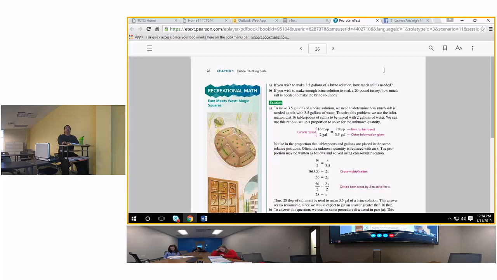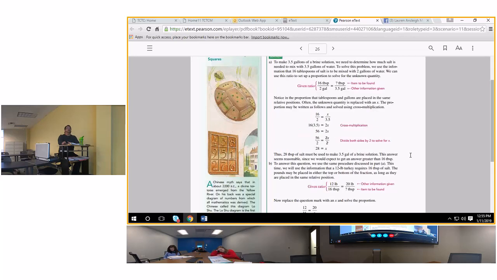Well, 16 tablespoons of salt per 2 gallons, and you change it to a direct proportion, X over 3.5. Now remember, when you're working on unit conversions, you have to keep the gallons on the bottom, whatever you start off with. If you put the tablespoons on the bottom, what do you have to put over here? Tablespoons on the bottom. They have to be the same. So 16 tablespoons to 2 gallons of water equals X tablespoons of salt to 3.5 gallons of water. And then you cross multiply and solve for X.